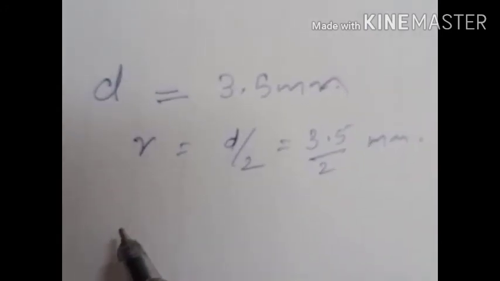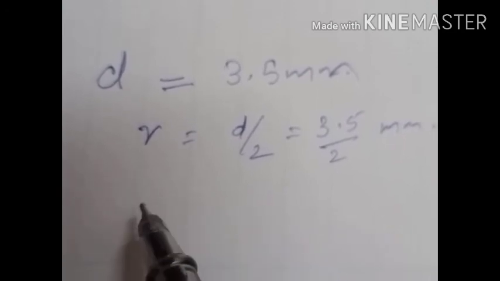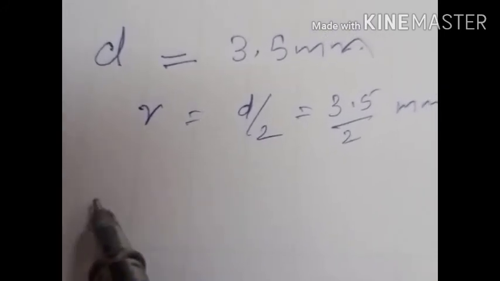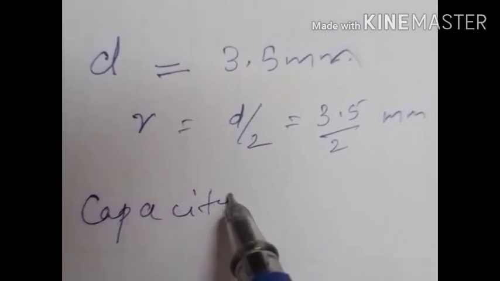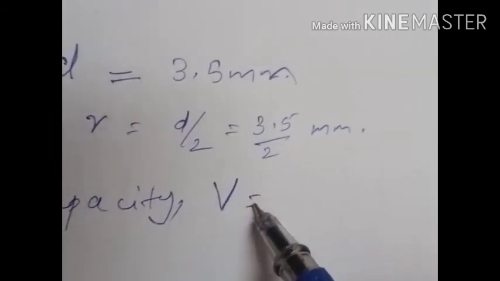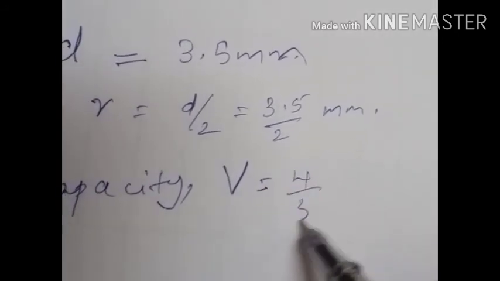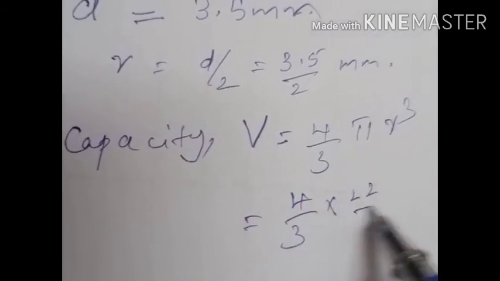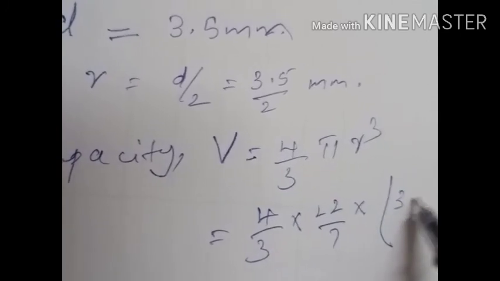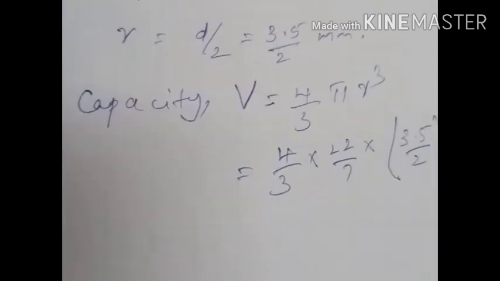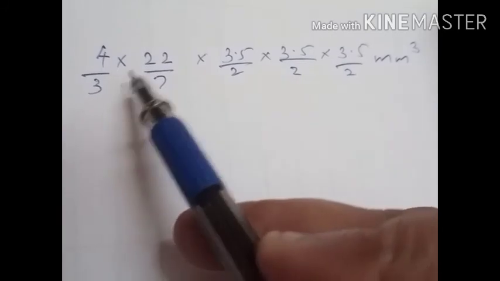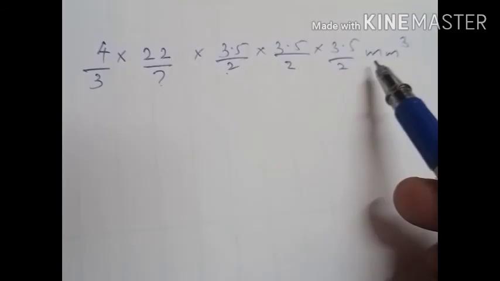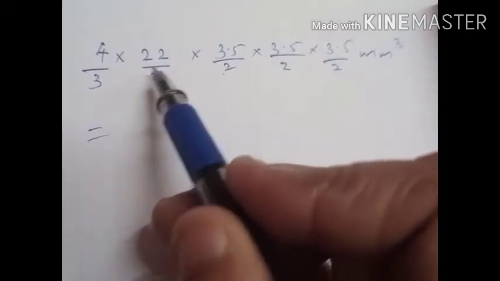Then we have to find the capacity of the capsule. That is the same as the medicine held by the capsule. Capacity means volume. So what is the volume of a sphere? 4 by 3 pi r cube. Then we substitute the values of pi as 22 by 7 and r as 3.5 by 2. That is 4 by 3 into 22 by 7 into 3.5 by 2 into 3.5 by 2 into 3.5 by 2 millimeter cube. Then we can simplify this.